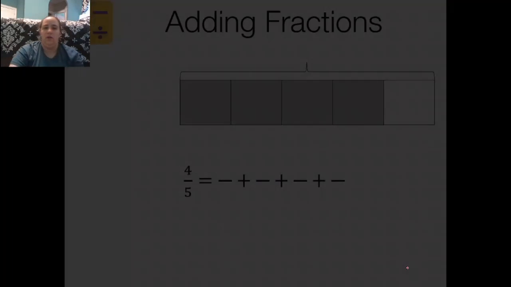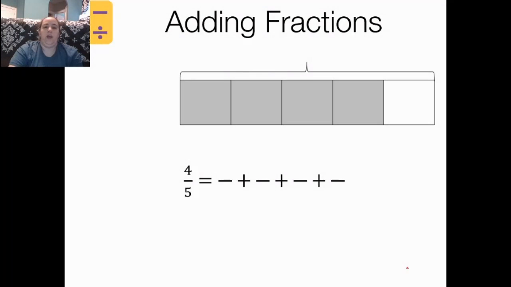Alright. Finally, we are adding fractions. So we're looking at the tape diagram and figuring out how much of the shape is shaded by looking at the tape diagram. Well, the first thing we know is that this whole thing is equal to 1. Then we've got 1, 2, 3, 4 out of 5. We have 4 out of 5.